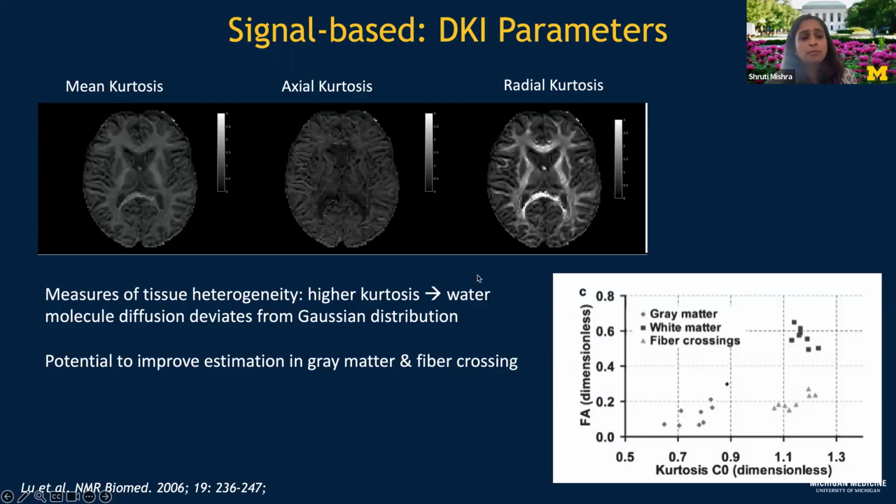And as I mentioned, these are measures of tissue heterogeneity, where higher kurtosis is reflective of water molecule diffusion that deviates from the Gaussian distribution. It has been shown to have potential to improve estimation in areas where we know that DTI doesn't perform as well, for example, in gray matter and in areas of fiber crossings.